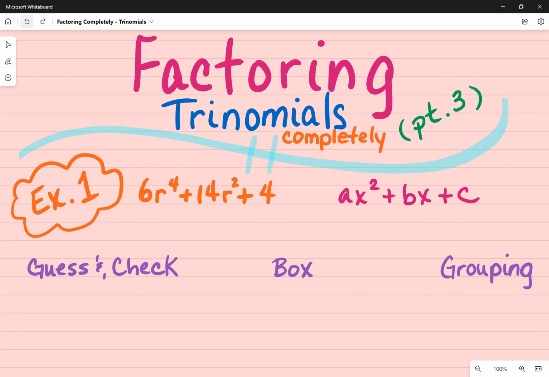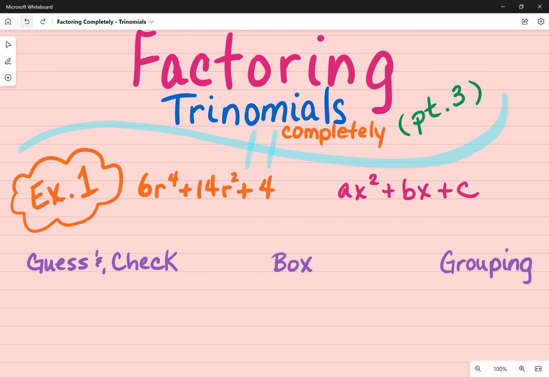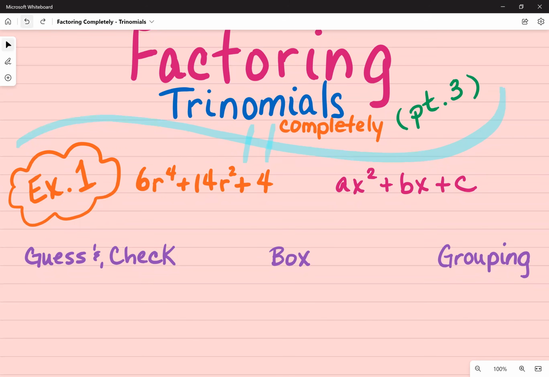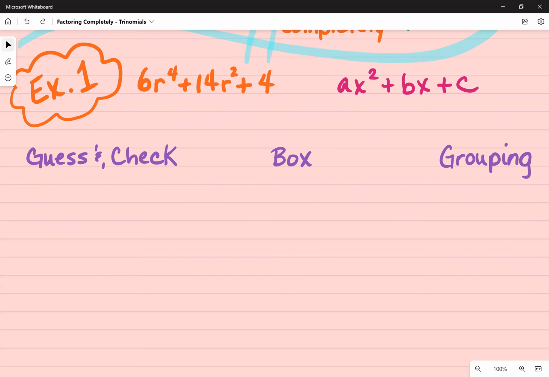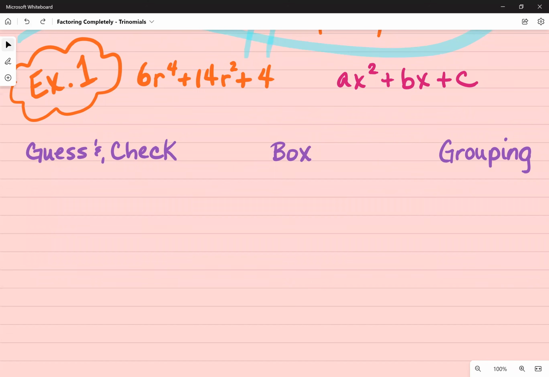So I'm still going to use the standard form, ax squared plus bx plus c, where a is the number that's in front of your exponent that's the largest, and c is your constant, which is the number that does not have a variable after it. For all three of these, what I really would suggest is that you factor out your greatest common factor first so that you're not dealing with large numbers. But I'm going to show you both ways, depending on the example that I'm working with. So for the guess and check, let's just go ahead and factor out the greatest common factor.